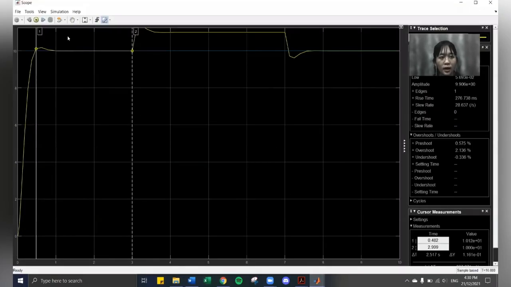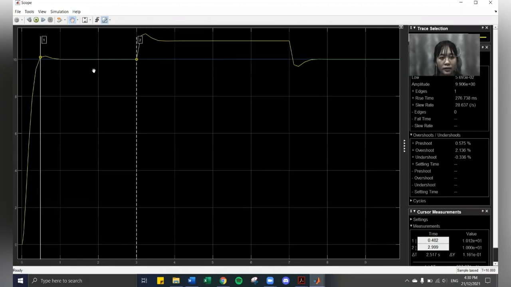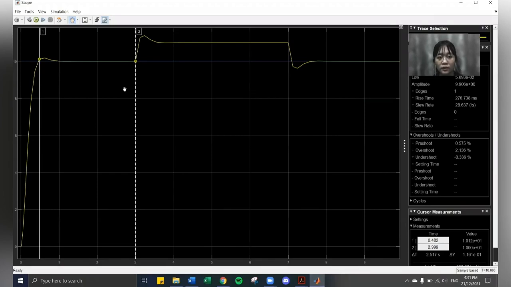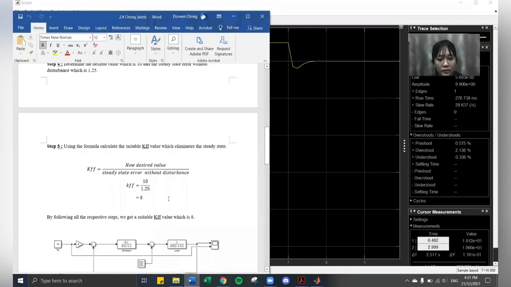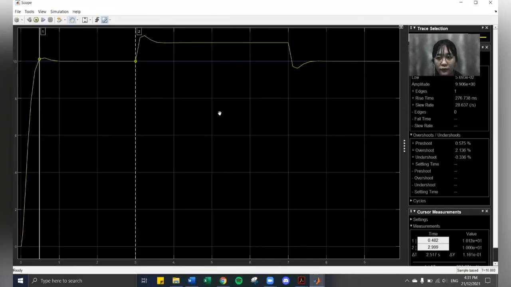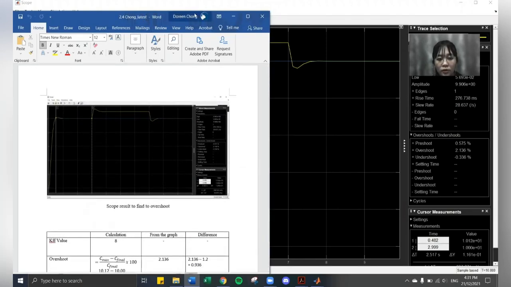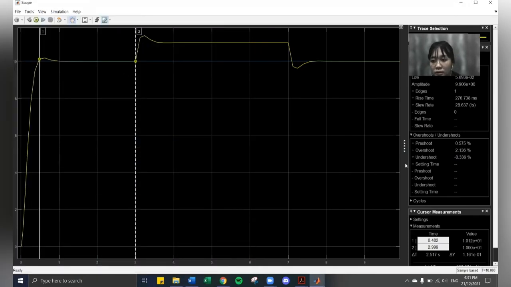So now let's see. Okay, this is the output, the scope result. We will see that there is a difference from the graph previously. So this is the scope result for KFF 8. We can observe the scope result to find the overshoot. Here we can see the ruler is already put here, and we see that the overshoot value is 2.136.